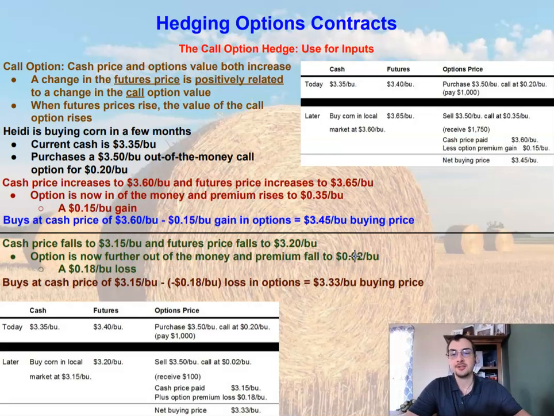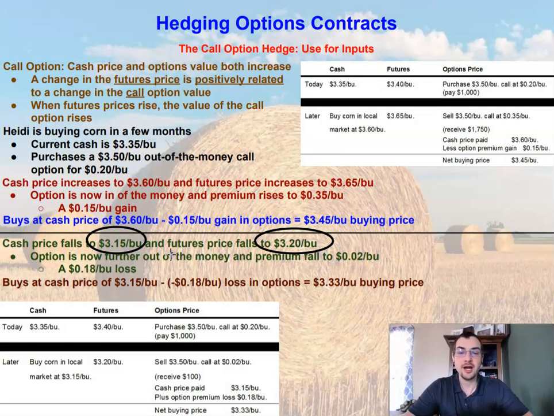Let's dive into that. Again, we're going to be using the same example. Heidi is going to be buying corn in a few months. The current cash price is $3.35. She purchases a $3.50 strike price out of the money call option at a premium of 20 cents per bushel. The current futures price is $3.40, and that's what it was in the beginning. Those were the original prices. But now the cash price falls to $3.15, so the cash price actually fell by 20 cents. And the futures price falls to $3.20. It falls by 20 cents.